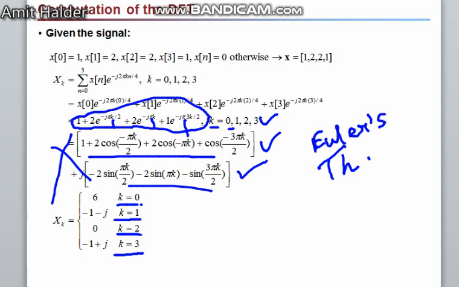How is that calculated? Just listen. 1 plus e to the power j into 0 means totally 0. e to the power 0 is equal to 1, e to the power 0 equal to 1. 2 plus 2 is 4, and the other 2 makes it 6. As you get it. Okay, let us go to the next part.